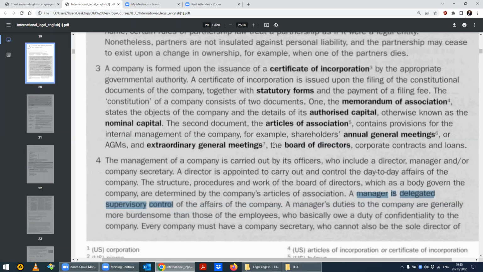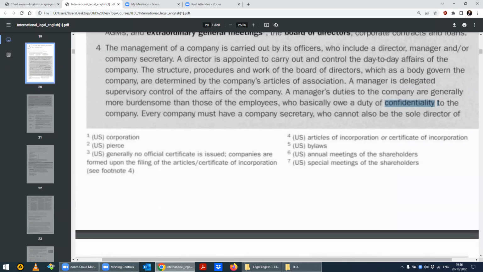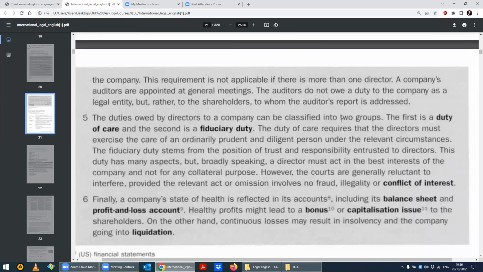Right. Now, in general, a company's employees only owe one duty to the company, believe it or not, to do their work. Their duty that they owe is a duty of confidentiality, to keep the business of the company secret. Directors, on the other hand, owe many more duties, as do senior managers. They owe what are called fiduciary duties. Right. They also owe duties of care. Well, the duty of care, in a way, is close to fiduciary duty.